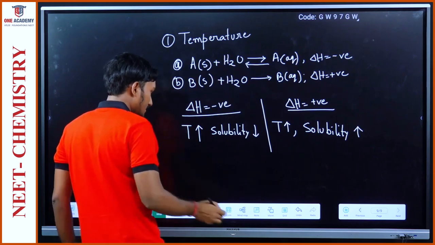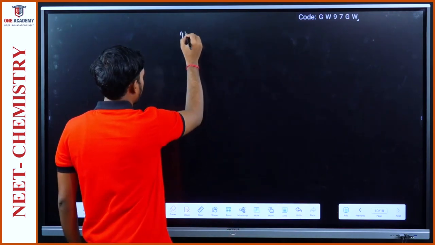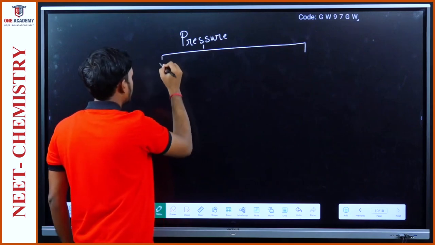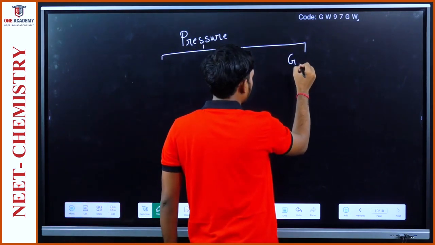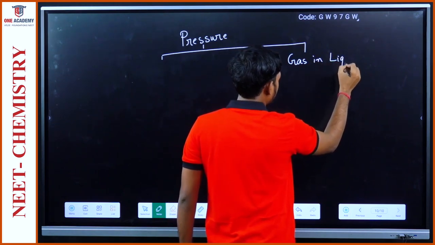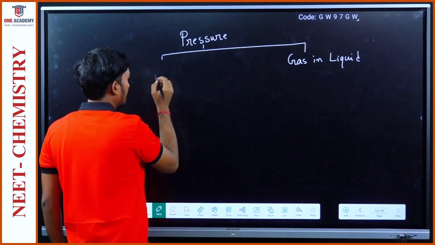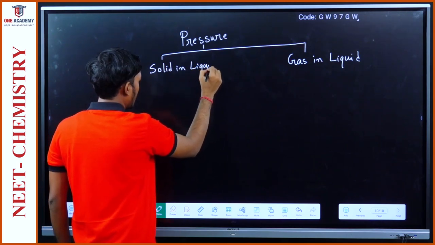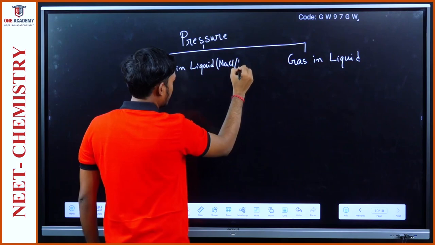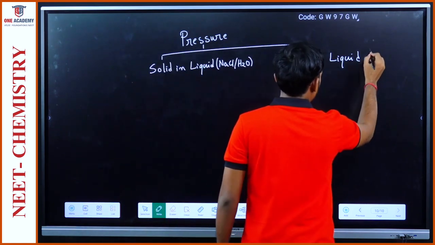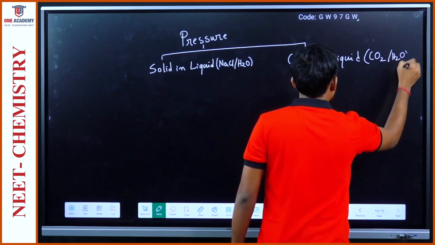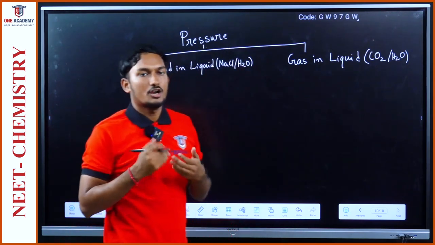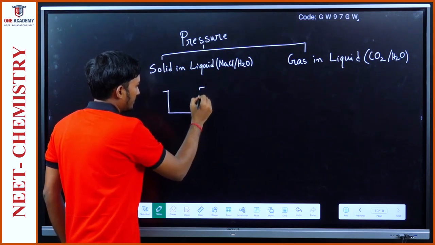Okay. Next thing, pressure. For pressure, we will understand two things. The first one is solid in liquid, like the NaCl water system, and the second is gas in liquid, suppose CO2 in water. For both types of solution, I will have a different kind of pressure effect. Let's understand with a picture itself.